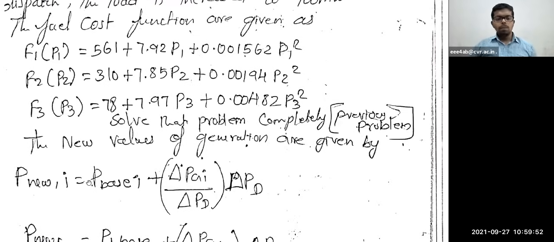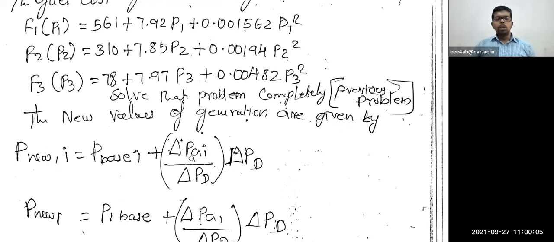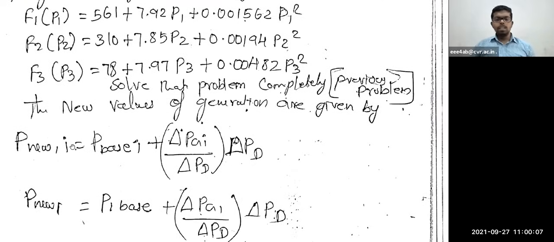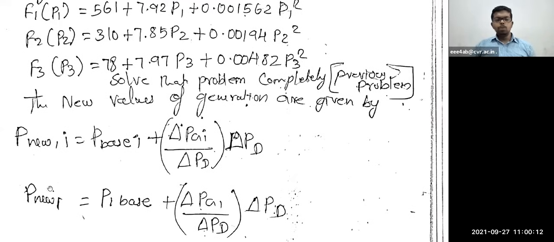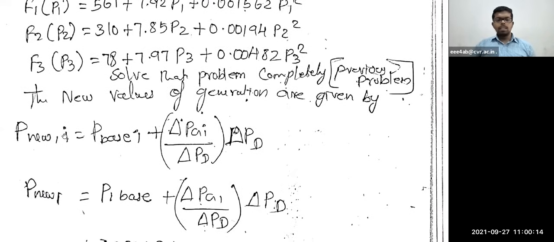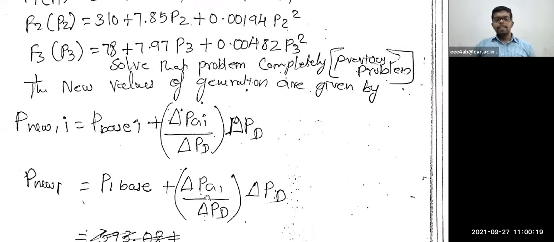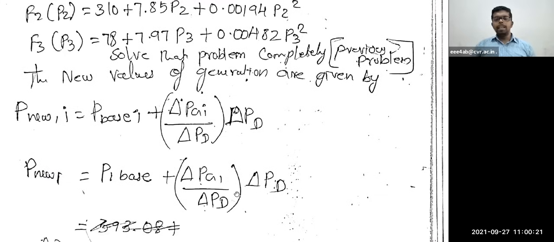So the new values of power generation are calculated by Pi new is equal to Pi base plus del PGi divided by del PD, the whole into del PD. This is the formula for calculating the new values of the generation, that is Pi new. So what is P new 1? P new 1 is obtained by substituting i is equal to 1: P1 base plus del PG1 divided by del PD, the whole into del PD.